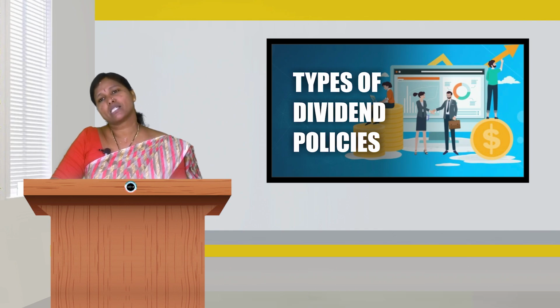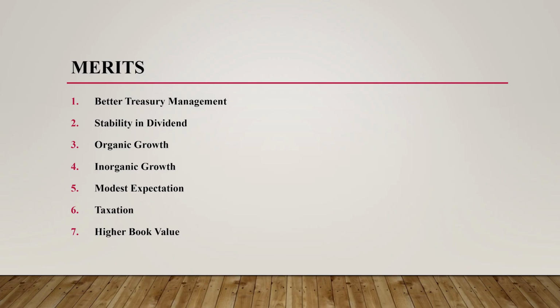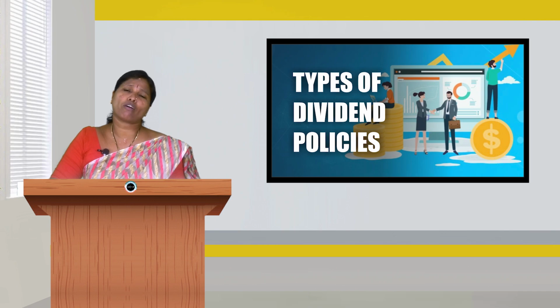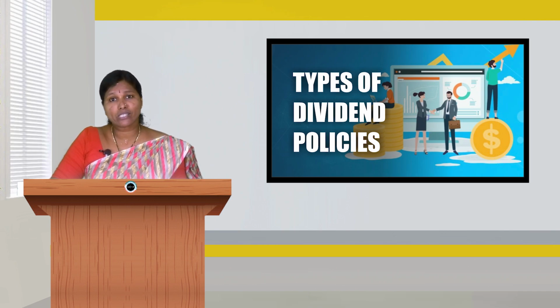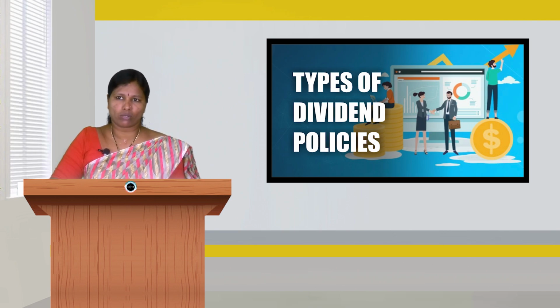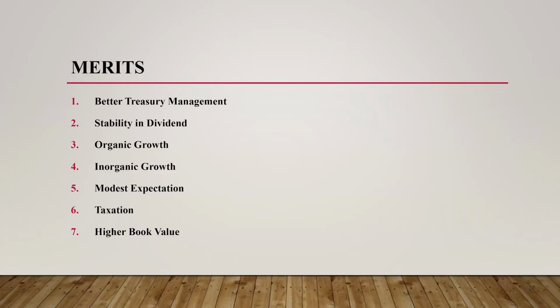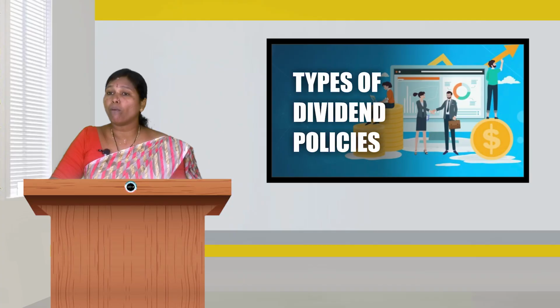They are, first one is better treasury management. Yes, this is one of the important merits of conservative dividend policy, as the cash outflow is taken to a low level by way of moderate dividend. Here cash management becomes better.